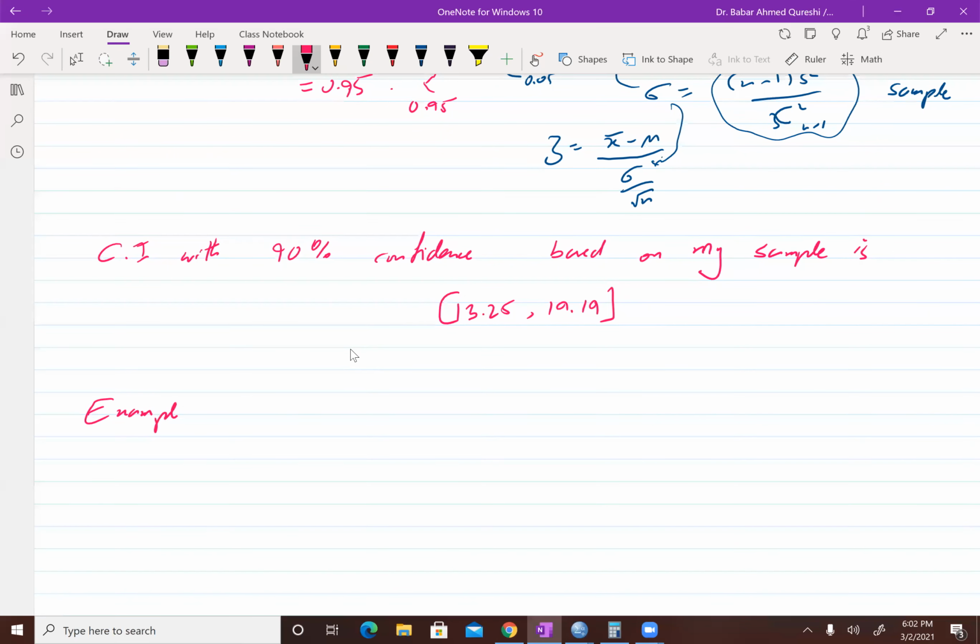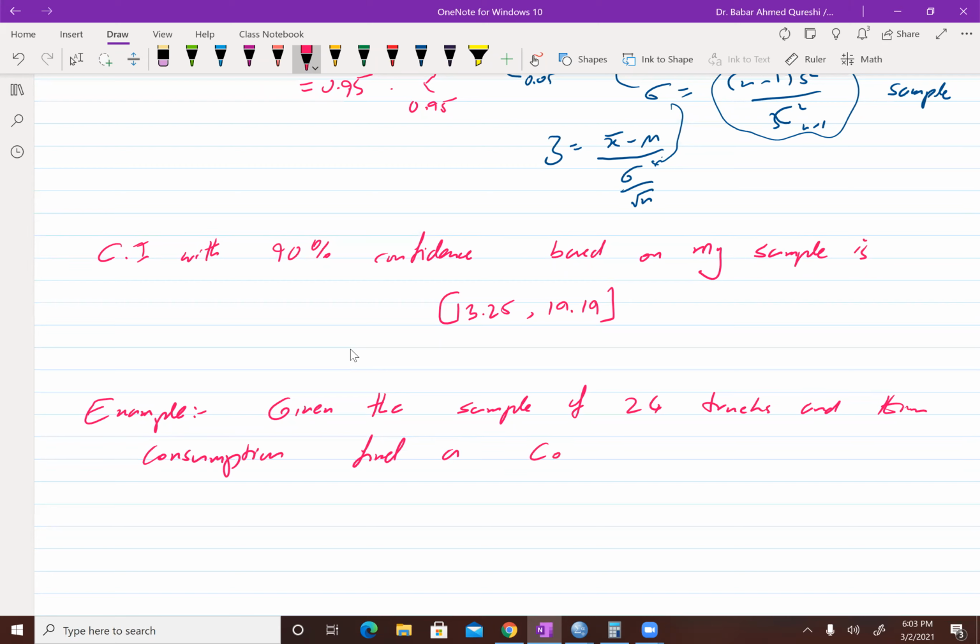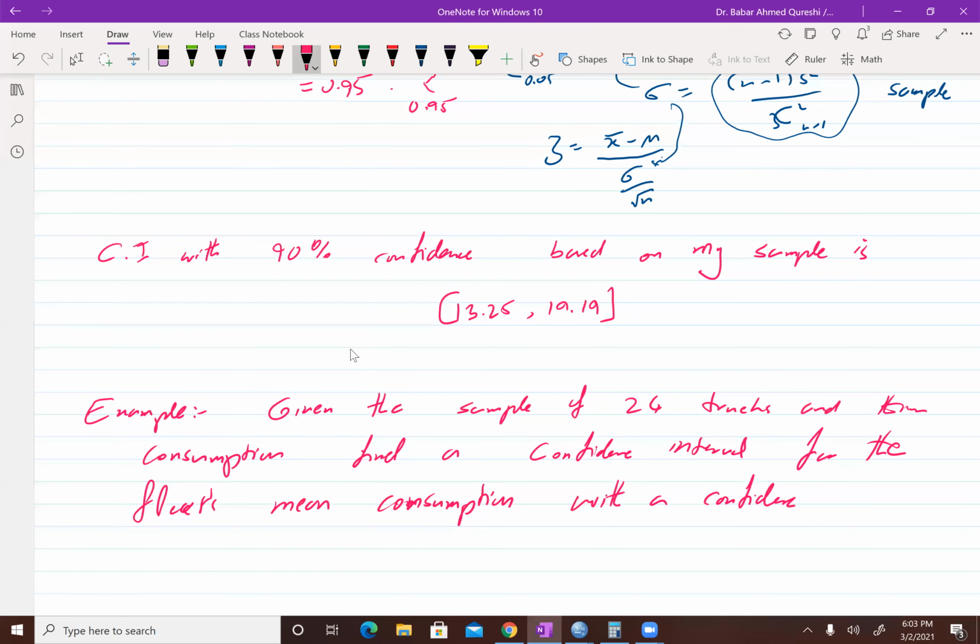Example: given the data, the sample of 24 trucks and their consumption, find a confidence interval for the fleet's mean consumption with a confidence of 95%, let's say.